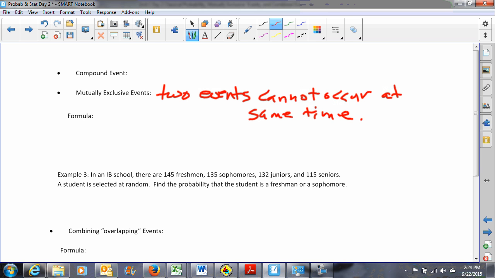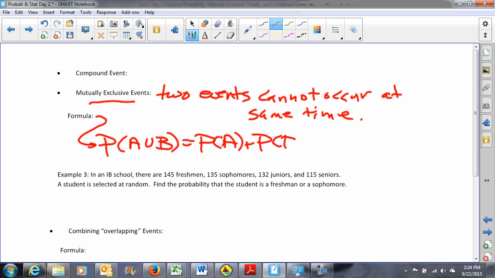Now, when the events are mutually exclusive and you want the probability of A or B, that turns out to be the sum of the probability that A occurred plus the probability that B occurred. Okay, so when the events are mutually exclusive, when they do not overlap, when the two events don't contain any sample space elements in common, then you just find the probability of each one, add them together.